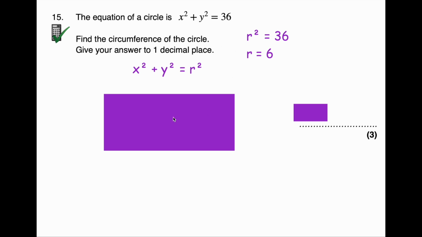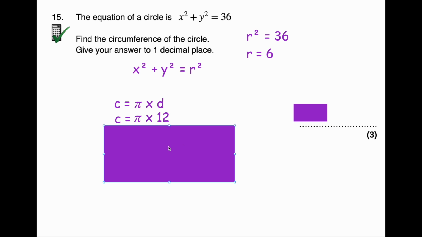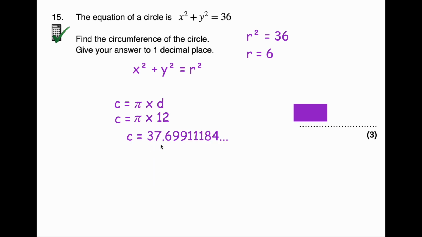Now we just need to find the circumference of the circle. The circumference is equal to pi times diameter. If the radius is 6, the diameter would be 12. So we're just going to do pi times 12, and that's equal to 37.699111184 and so on. We've been asked to round that to 1 decimal place, so the answer is 37.7.